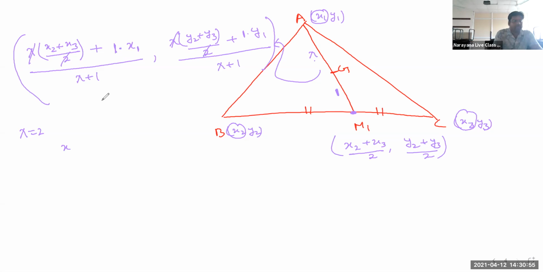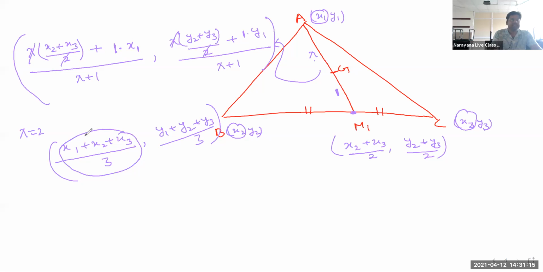Okay. So in the numerator, we will have x1 plus x2 plus x3 upon 2 plus 1, which is equal to 3, comma. In this case, we get y1 plus y2 plus y3 upon 2 plus 1, which is equal to 3. So this is a symmetric expression in x1, x2, x3, and this is a symmetric expression in y1, y2, y3. Hence, this can be the coordinate of the centroid of a triangle. So in this way, we come to know that G divides the median in ratio 2:1.